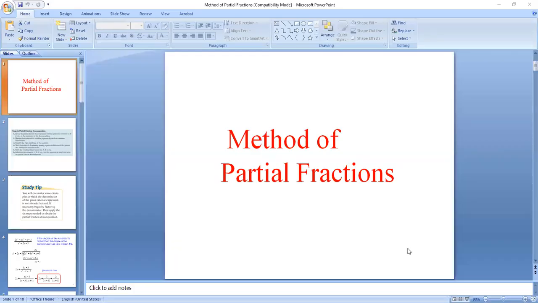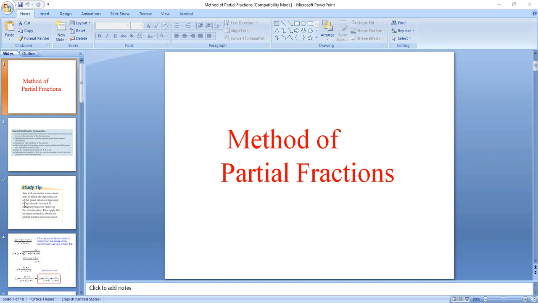Okay, I hope you can see my slides now. We are on the method of partial fractions. If we are not able to finish this, then we will continue on Thursday. We still have Thursday. Okay?